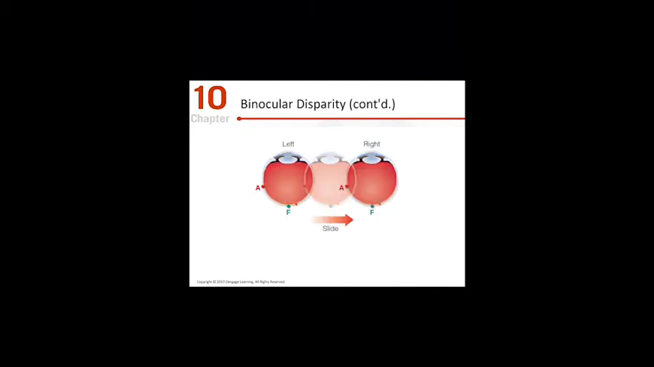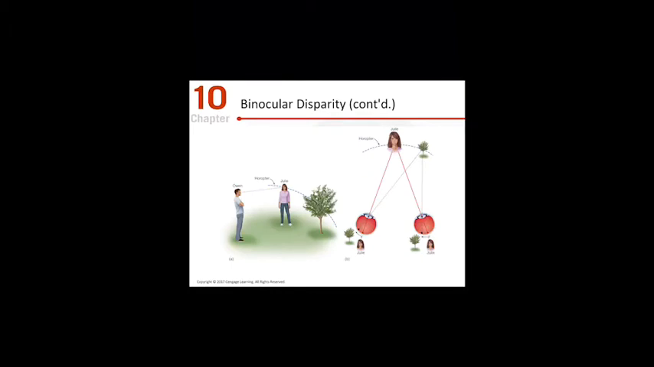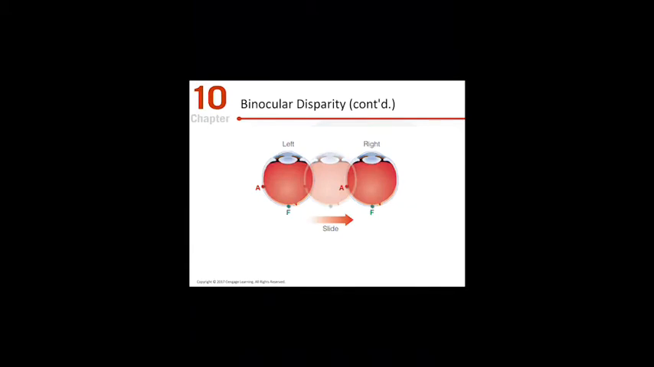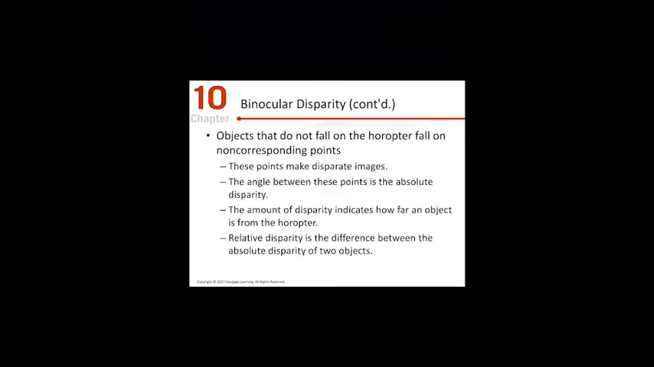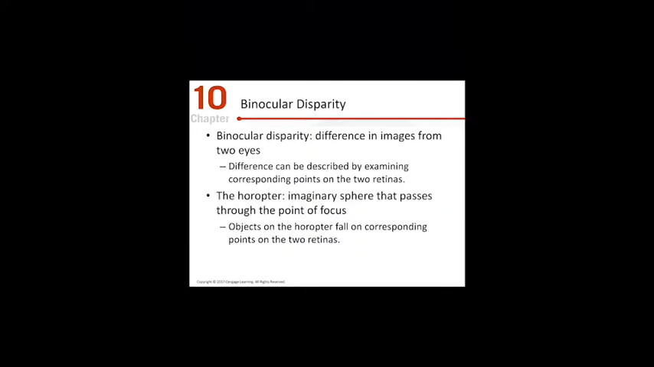So I'll give you guys an example here. We have Julie, for example. She's falling on different corresponding points of the retina here, right? They're corresponding. If you slide them over, it actually is the same position. But these corresponding points allow us to have a little bit of difference in the two images, and they make disparate images. They make two different images on these corresponding points that allows us to get the information from both eyes.